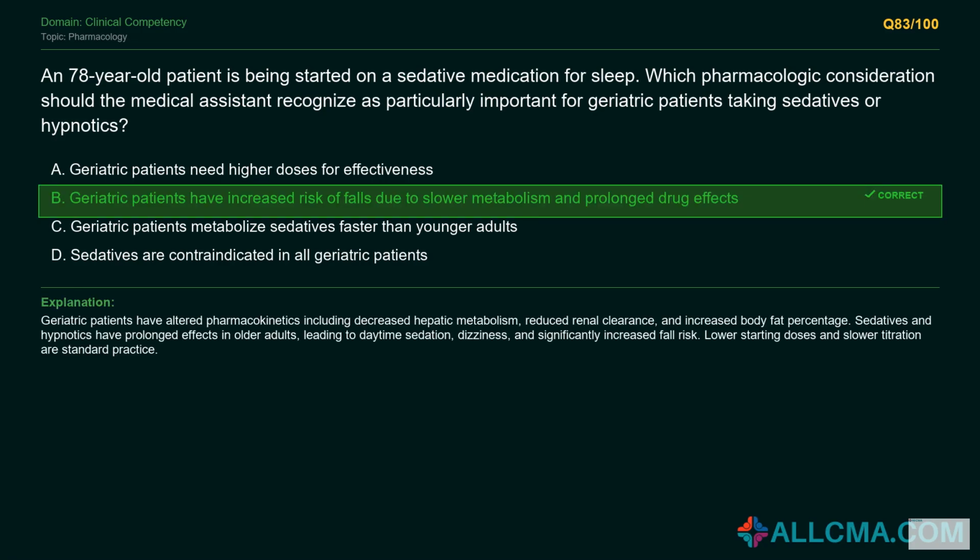The correct answer is B. Geriatric patients have altered pharmacokinetics, including decreased hepatic metabolism, reduced renal clearance, and increased body fat percentage. Sedatives and hypnotics have prolonged effects in older adults, leading to daytime sedation, dizziness, and significantly increased fall risk. Lower starting doses and slower titration are standard practice.